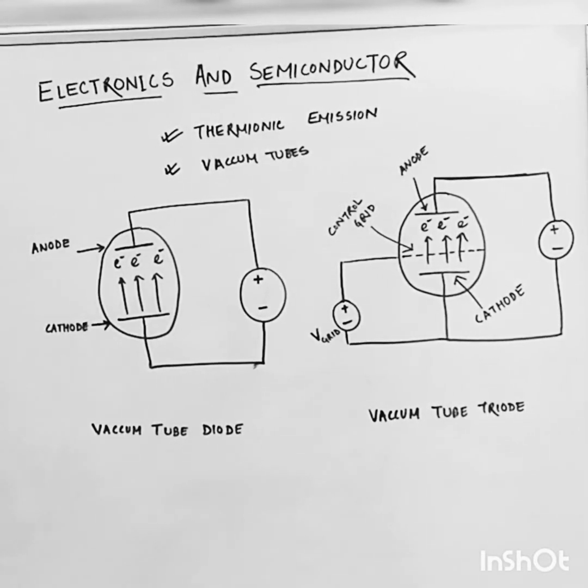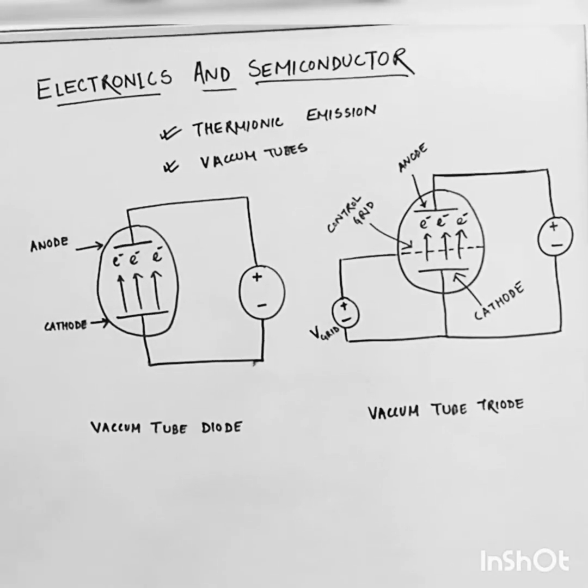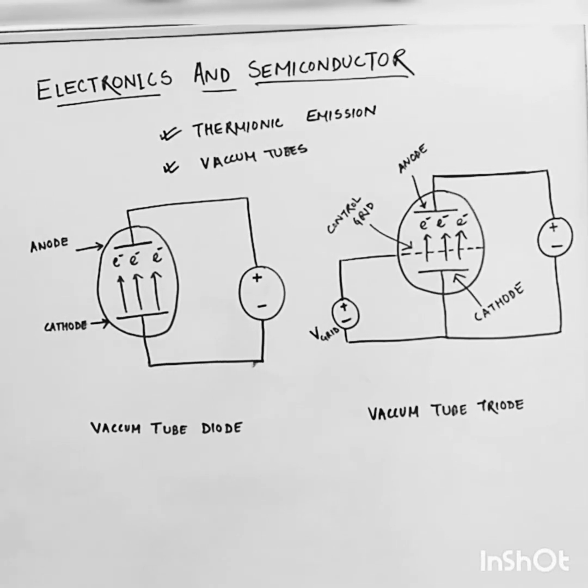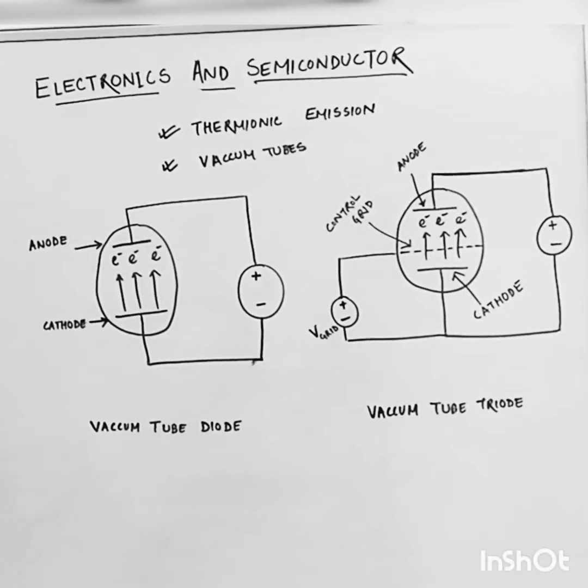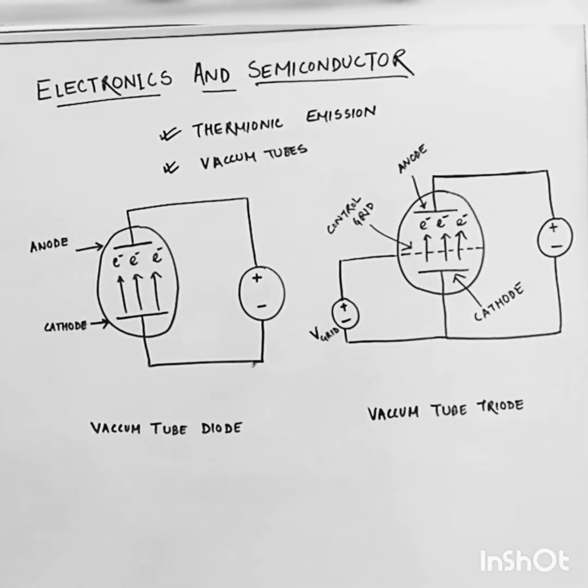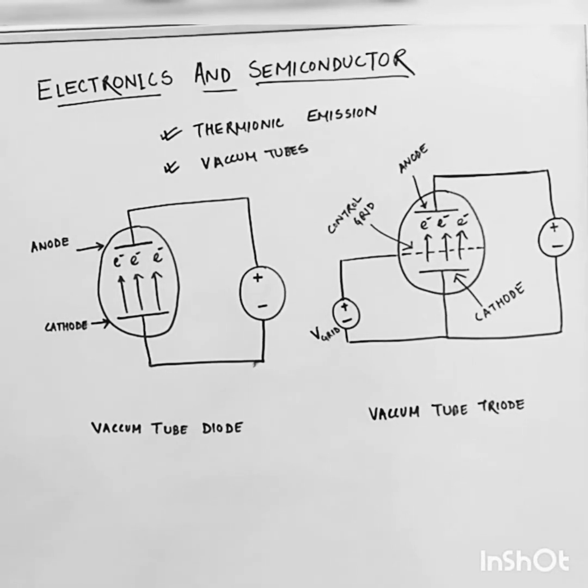And the flow of these electrons, or the thermions, which gives rise to a current, that current is known as thermionic current. So based on this thermionic emission principle, there are some simple electronic devices which are known as vacuum tubes. So vacuum tubes are simple electronic devices which run on the principle of thermionic emission.